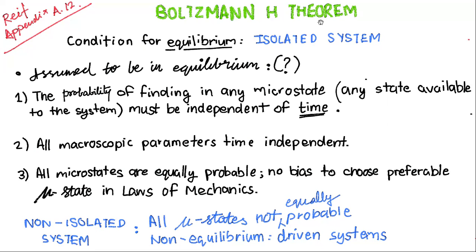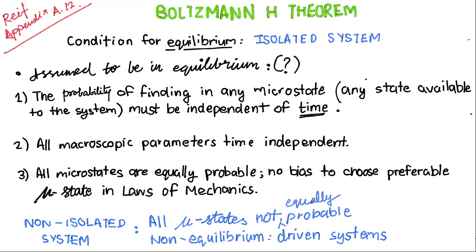But that's for an isolated system. For the canonical system, basically a system in contact with a heat reservoir, we know that all microstates are not equally probable. Higher energy microstates are less probable to be accessed, and that probability is proportional to e to the minus beta E, divided by the partition function, right? So that's a system in equilibrium.